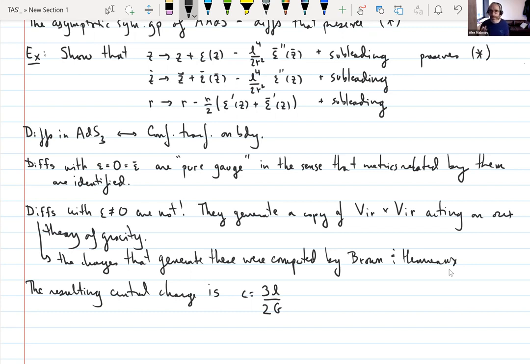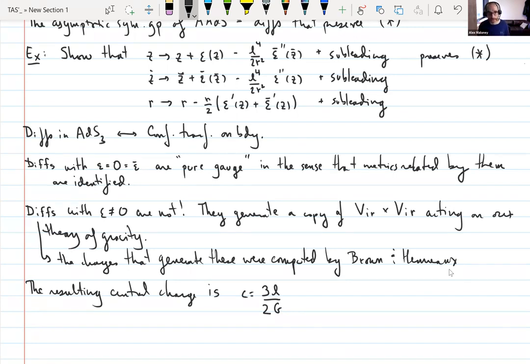So this then is the central charge of this theory of gravity. Notice at this point, I've used no CFT, right? This is a theory of gravity, with symmetries that are equal to 2 copies of the Virasoro algebra, and with a central charge that's computed in this theory of gravity. Now, the computation of Brown and Henneaux is actually rather technical.